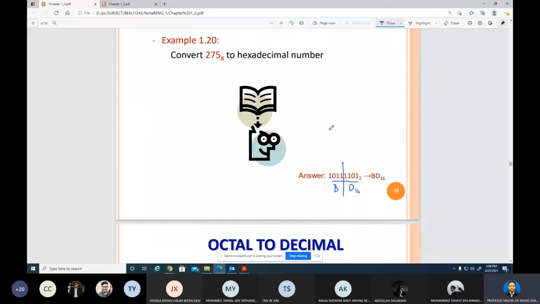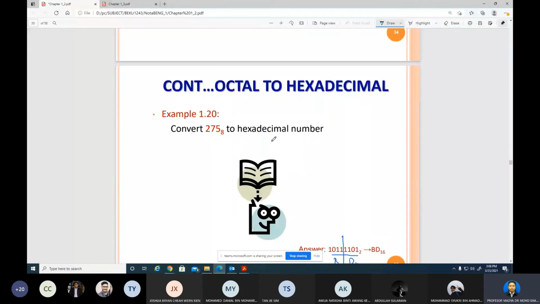The steps here are similar to before. First you have to convert into binary, and then you get the binary, then you can convert into hexadecimal.